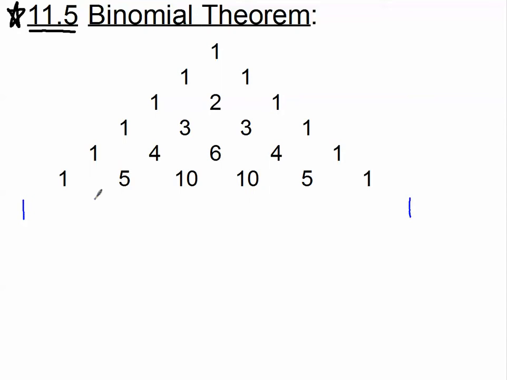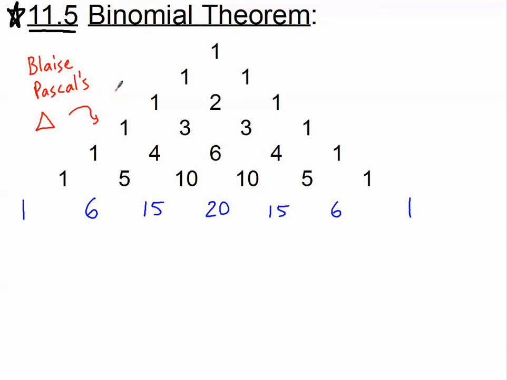1 plus 5 is 6. 5 plus 10 is 15. 10 plus 10 is 20. 10 plus 5 is back down to 15, and then 6, and then 1. And this pattern will continue forever, ultimately. You can go as far as you want to try to go. This is Blaise Pascal's triangle. What a fantastic name. Blaise Pascal's triangle.